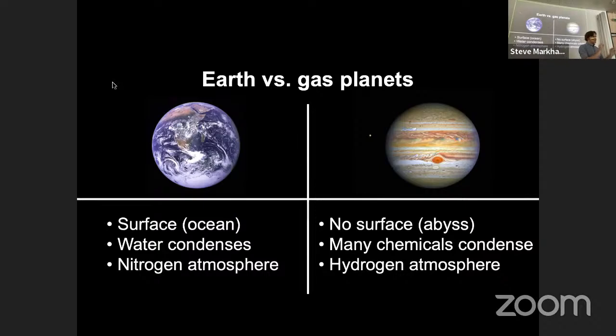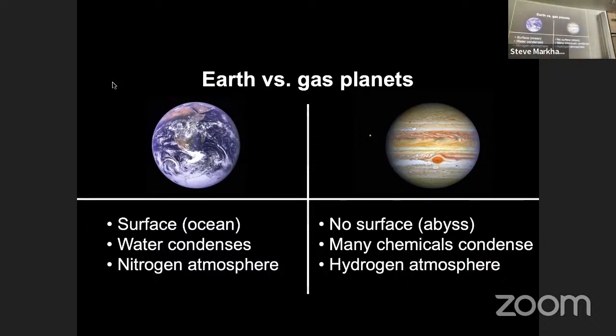And I'm just going to inspect a couple specific problems and how they have consequences that we didn't expect when we thought about them before. So I'm simplifying to say, what are the differences between Earth and gas planets? The first is that Earth has a surface, whereas gas planets have no surface. Earth has one condensing species, that is water, whereas gas planets can have many condensing species. And I'll talk a little bit more about why that matters. And Earth has a nitrogen atmosphere predominantly, whereas giant planets, gas planets, have hydrogen atmospheres.